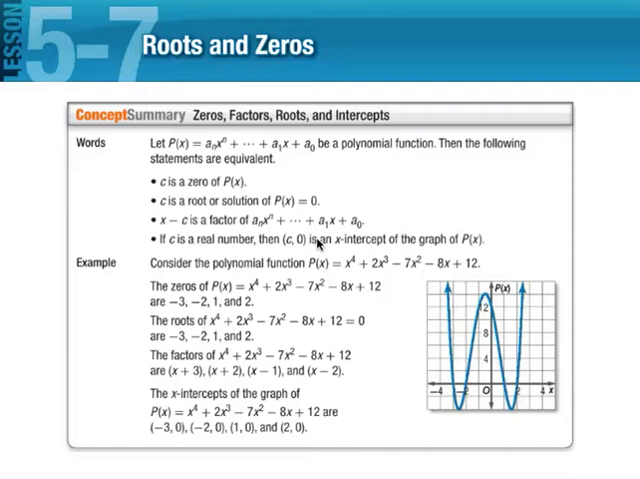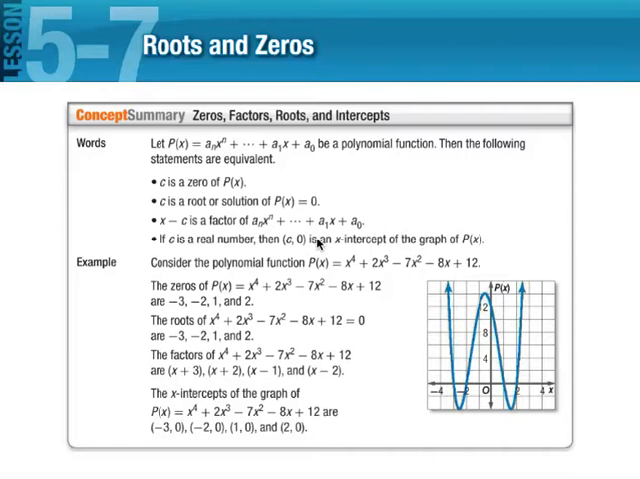First of all, c is a 0 of p of x. c is also a root or a solution. So zeros, roots, and solutions are all kind of synonymous. Okay, x minus c is a factor. And if c is a real number, then (c, 0) is an x-intercept. So basically, zeros, roots, solutions, factors, and x-intercepts, all the same thing.